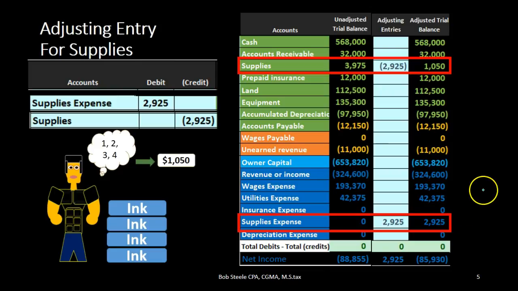If we see this in total, we can see that the net income here is going down. Why? Because the revenue minus the expenses were revenue winning by a credit of 88,855. We then added another debit in terms of supplies expense, bringing the net income down to 85,930, which brings down the entire equity section as well.